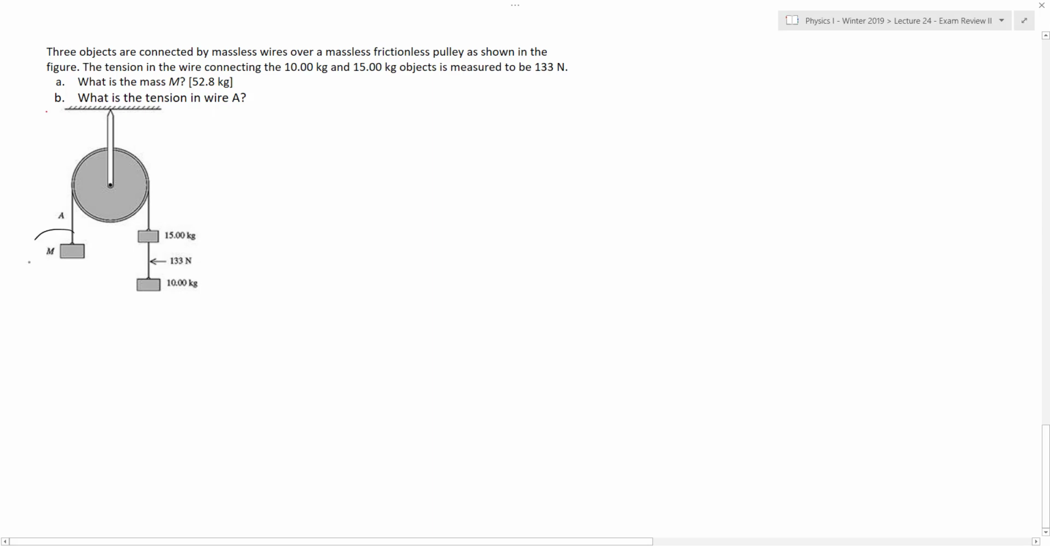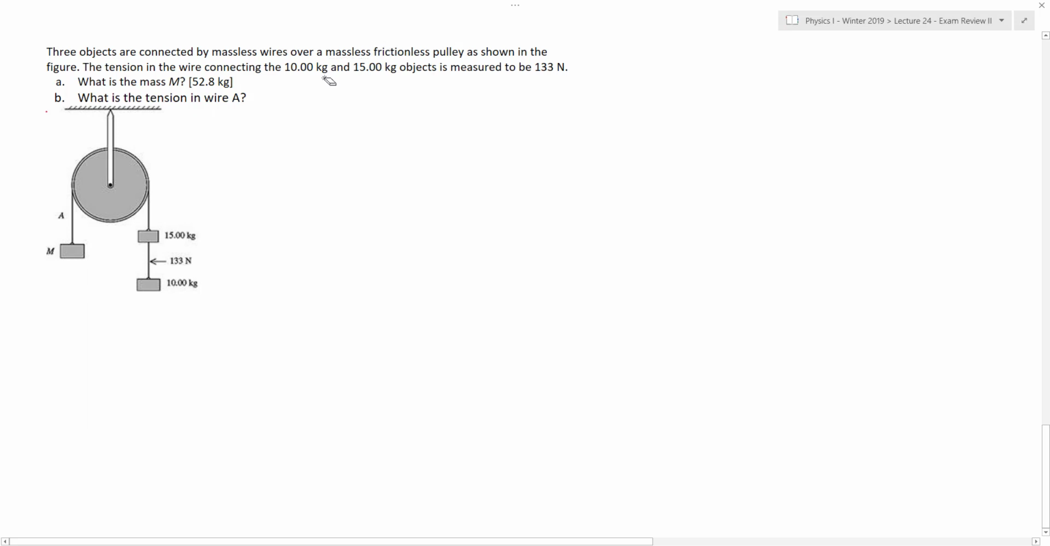Okay, so this mass over here, we're asking for that mass first. And then what is the tension in wire A over here? All right, so before we start this question, we need to think about whether we need to do rotational kinematics here. The question tells us that we have a massless pulley. If the pulley is massless, then we don't need to do rotational kinematics. That's when we can treat this whole thing as one big system if we wanted to.